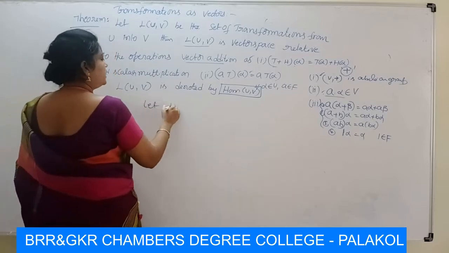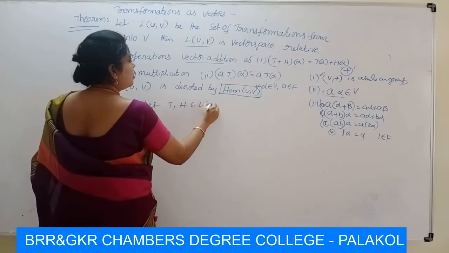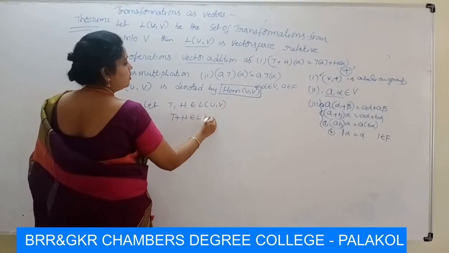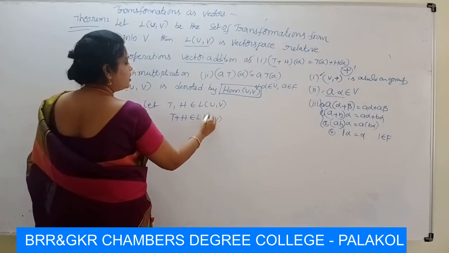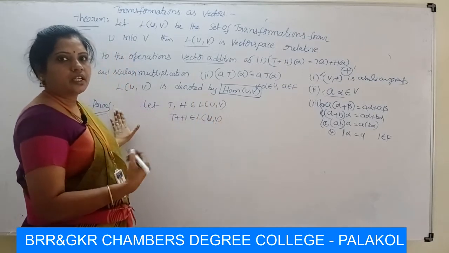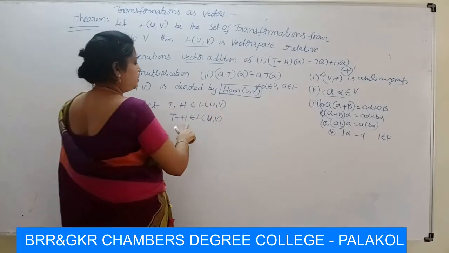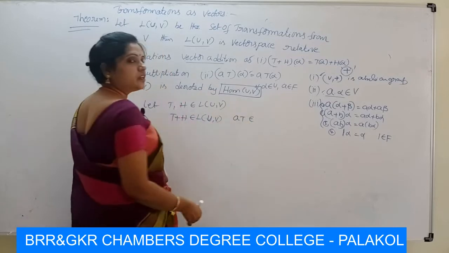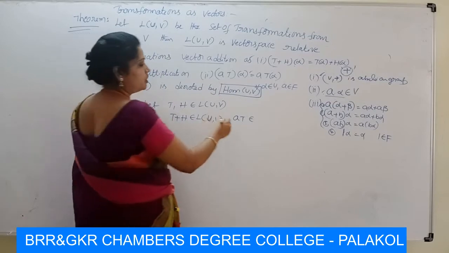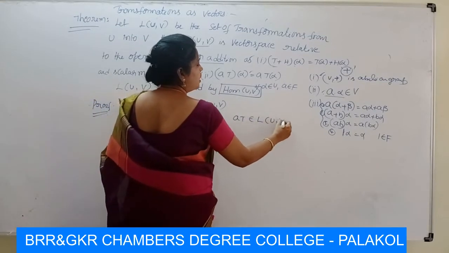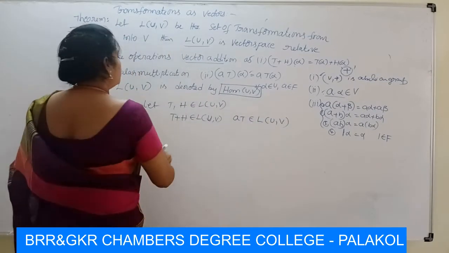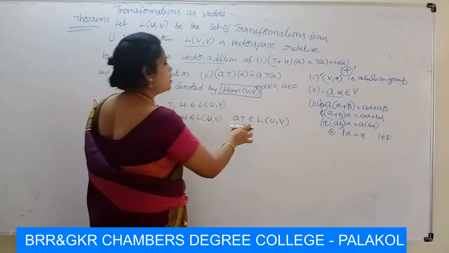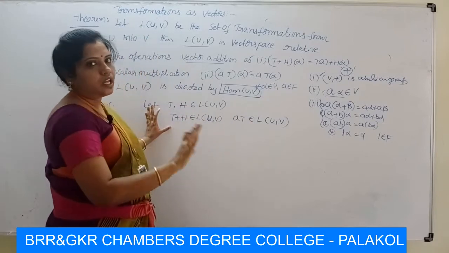Let we take T comma H belongs to L of UV. Then sum of the transformations T plus H also belongs to L of UV, because sum of the transformation is a transformation. Therefore T plus H belongs to L of UV, and scalar multiplication with a transformation is a transformation. So aT also belongs to L of UV. So here internal composition and external composition are closed in L of UV.